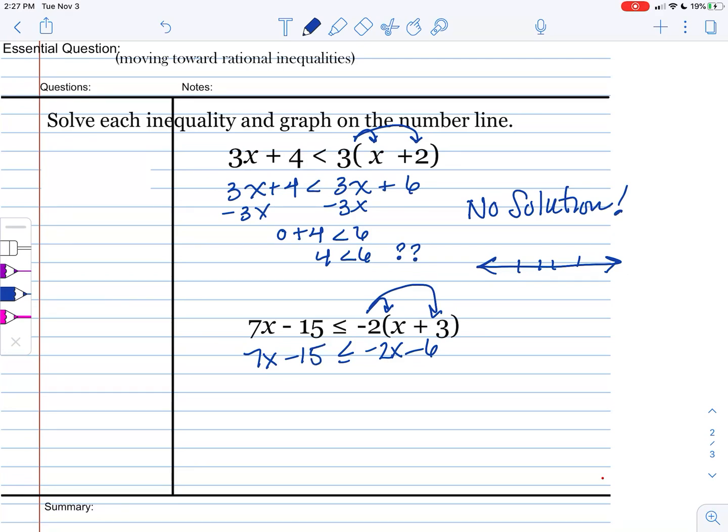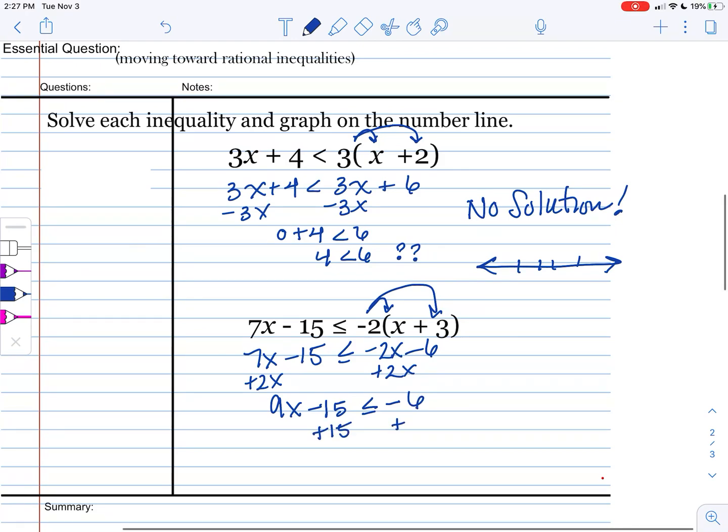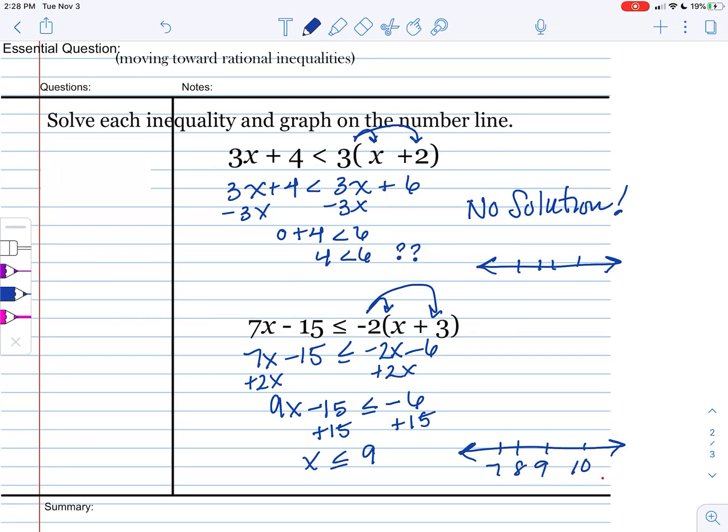All right, I'm going to add 2x to both sides. So 9x minus 15 less than or equal to negative 6. I'm going to add 15 to both sides. x is less than or equal to, and I am so bad at arithmetic, so I always check with a calculator, 9. Okay, I'm going to graph. This is just like we did before. I've got some numbers on a number line: 7, 8, 9, 10. This will be a closed-in circle, and numbers less than mean they go this way.